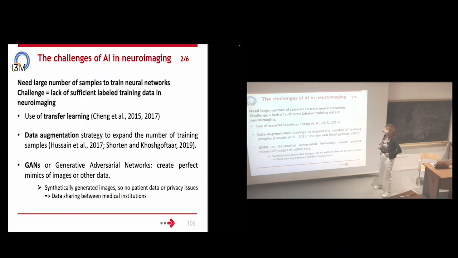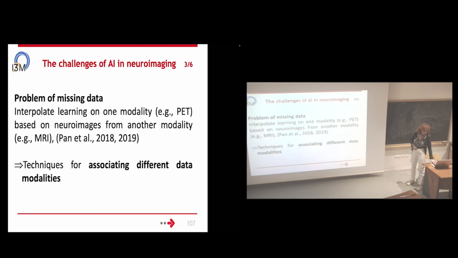Another challenge, of course, is the lack of sufficient labeled training data in neuroimaging, because the neuroradiologists have no time, and because, as I said before, we have sometimes very rare pathology, and so it's difficult to have labeled training data. So transfer learning is a part of the solution, but you have also to develop data augmentation strategies. The GAN are also a solution, but you have to be very careful about the creation of this imaging to be really in correlation with the real imaging, the real pathology.